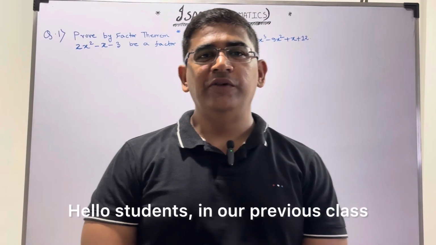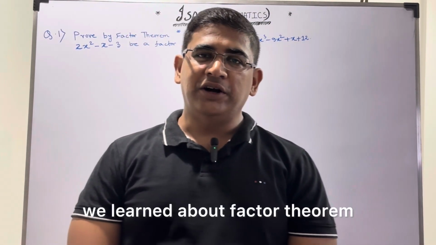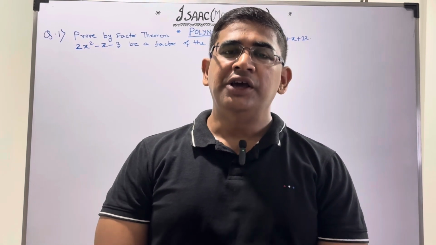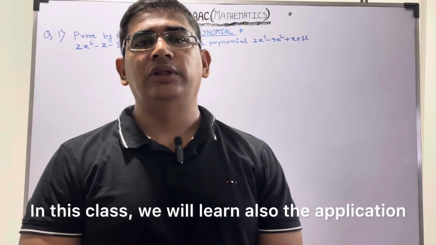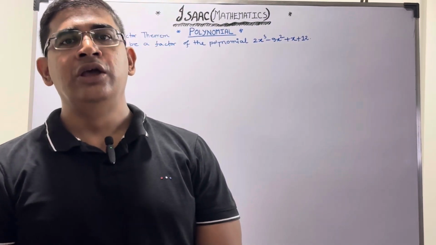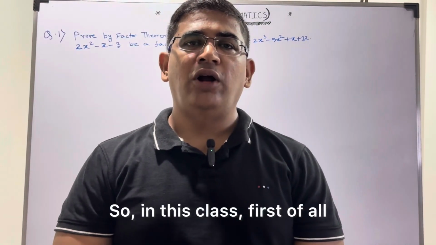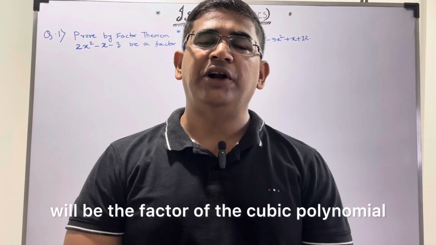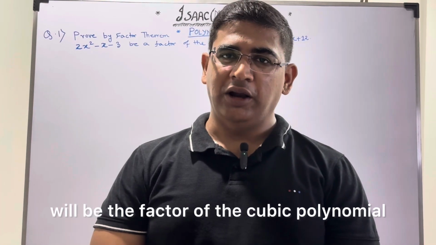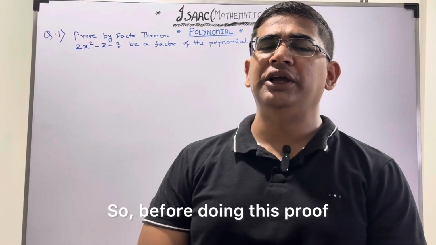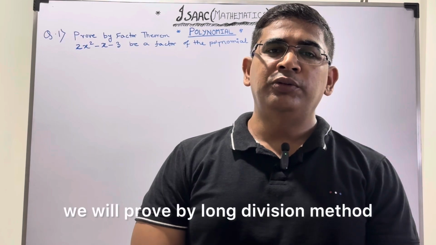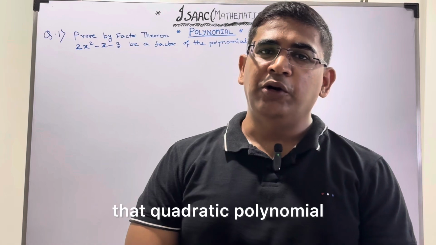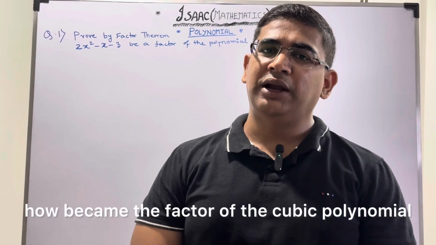Hello students, in our previous class we learned about the factor theorem, its proof and one of its applications. In this class we will learn another application of the factor theorem. First of all, we will learn how a quadratic polynomial can be a factor of a cubic polynomial. Before doing the proof, we will show by the long division method how a quadratic polynomial becomes a factor of the cubic polynomial.